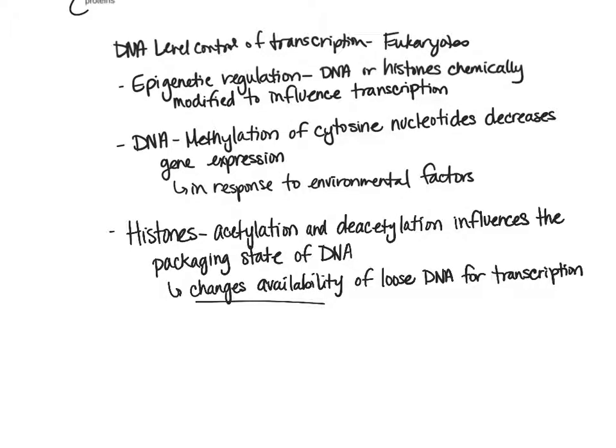So both of these, I think I might have said this in a little bit of a confusing way, are epigenetic regulation. So chemically modifying DNA or chemically modifying histones is what we see here. We can chemically modify DNA by methylating it, or we can chemically modify histones by acetylating them. And this is going to be in response to environmental factors, and it's going to adjust what is available to go through transcription and then translation.